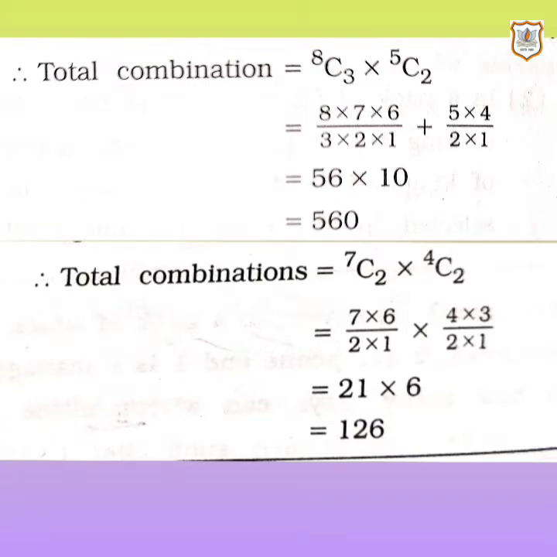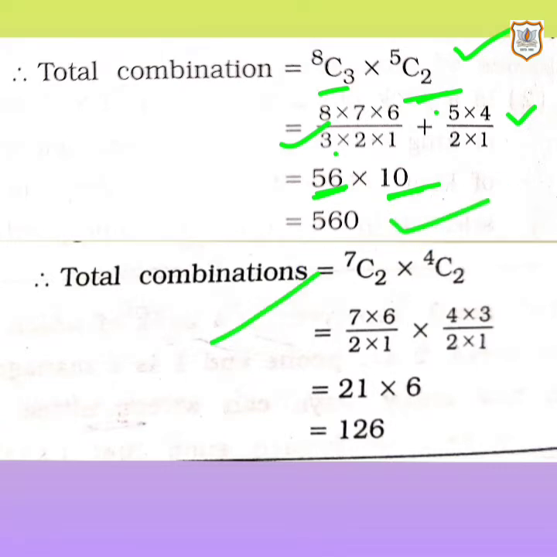The first combination is 8C3 into 5C2. The value of 8C3 is 56, by solving like this: 8 into 7 into 6 divided by 3 into 2 into 1. And 5C2 can be written as 5 into 4 upon 2 into 1, so the value of 5C2 is 10. 8C3 is 56, 5C2 is 10. So 56 into 10 is 560.